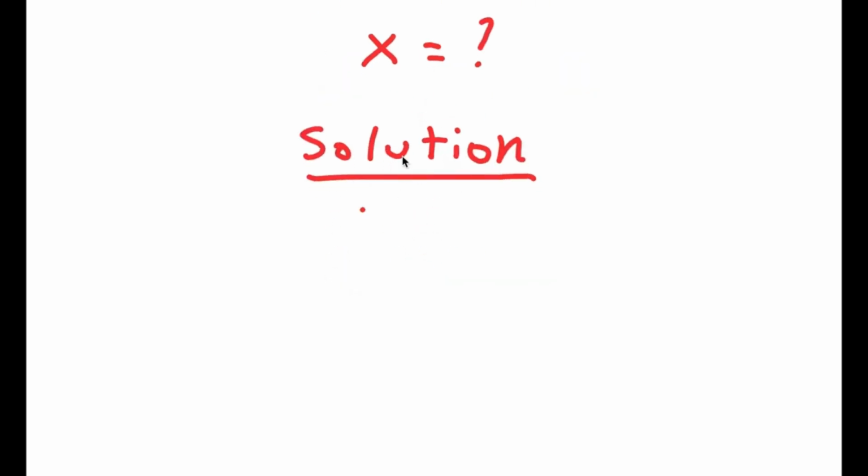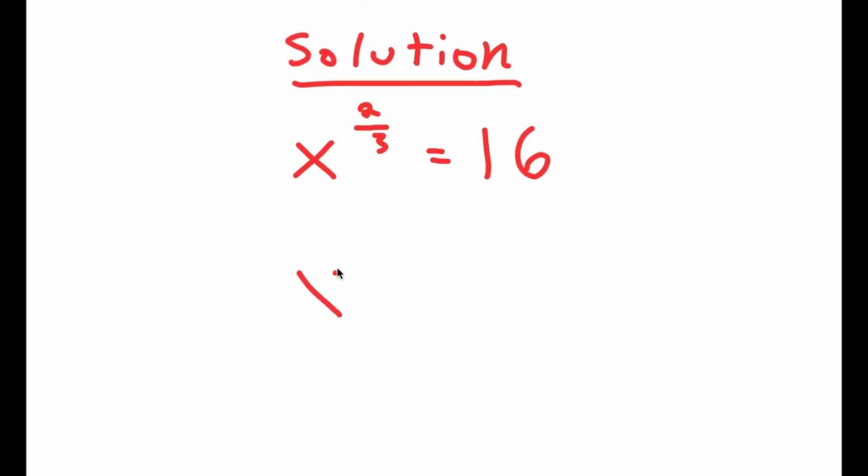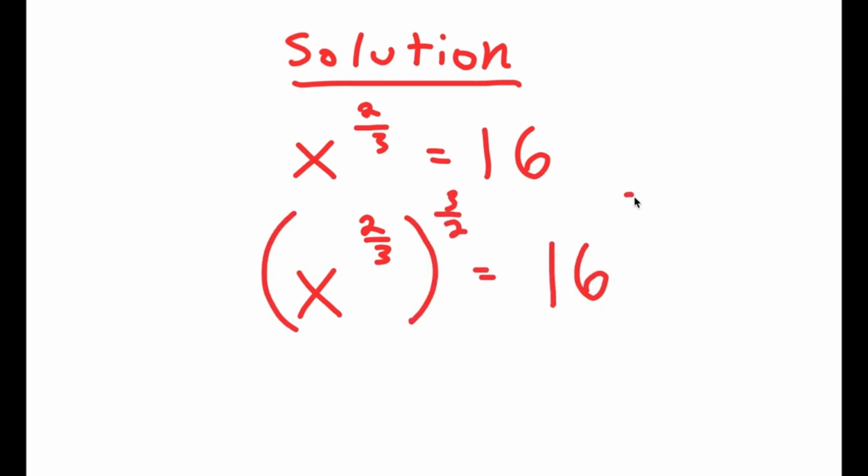I'm going to first start by rewriting my equation down here so I have more space. I have x to the power of 2/3 is equal to 16. And what I'm first going to do is take the power of 3/2 on both sides. So now I have (x to the power of 2/3) to the power of 3/2 is equal to 16 to the power of 3/2.